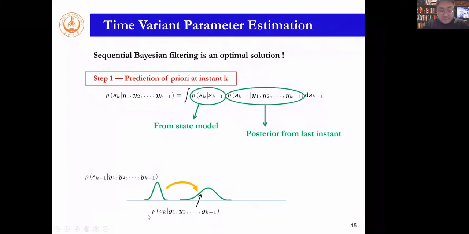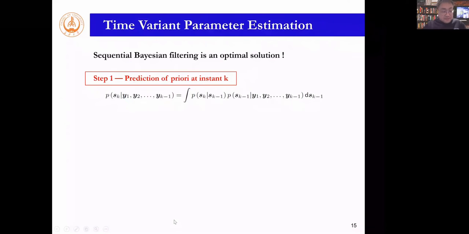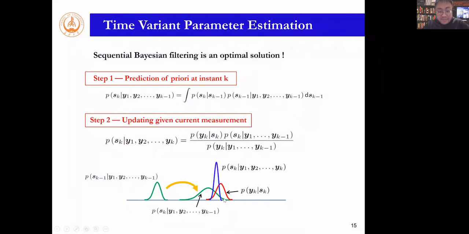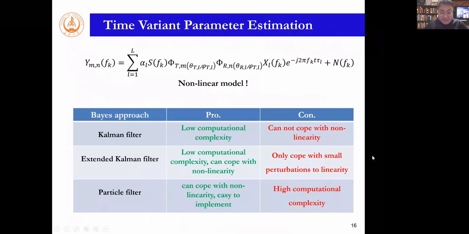And normally we have the so-called sequential Bayesian filtering to overcome these problems. And I guess due to the time limitation, I'm not going to go into the detailed version of this part, but I'm going to introduce a summary of this, because for the Bayesian approach, we have three very famous implementations: Kalman filter, EKF, or particle filter. So to track our time-variant parameters, we summarize the pros and cons of all three implementations.